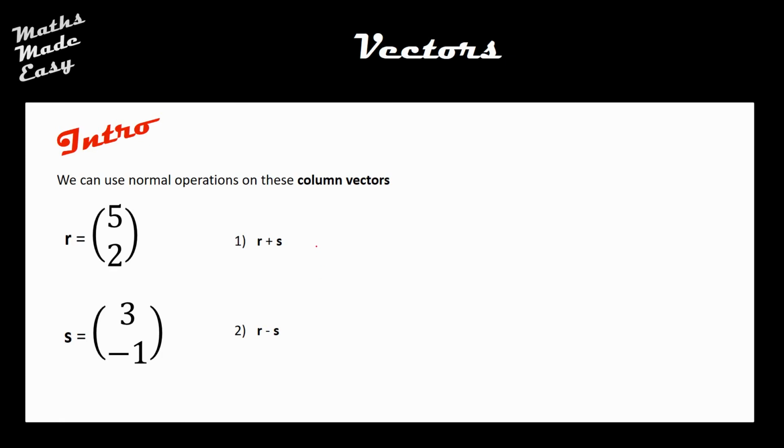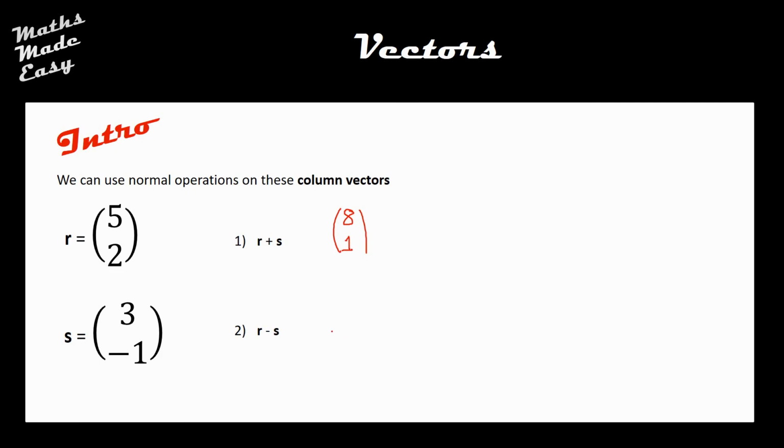So the first operation we're going to try is we're going to add R to S. So just taking the top two numbers from the column vector here, these are the two numbers that describe the horizontal movement. We're going to add those together and combine them, and that's going to give us a new value of 8. We're going to do the same down at the bottom, so 2 plus negative 1, which is 1, and then this creates my new column vector, which is R plus S.